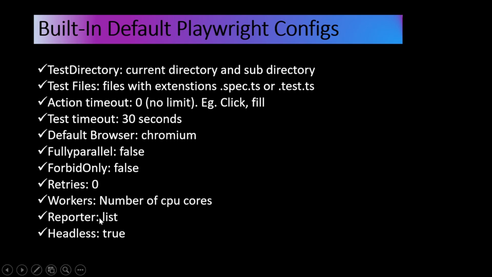So reporter is for the reporting purpose. So by default, Playwright generates list reporter, meaning it won't be generating any report. So we'll be able to see the same on the console. And by default, Playwright test cases run in headless mode. So we'll understand these default configurations by demonstration soon.